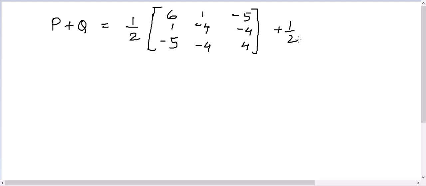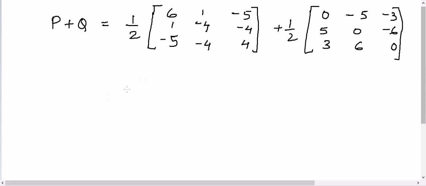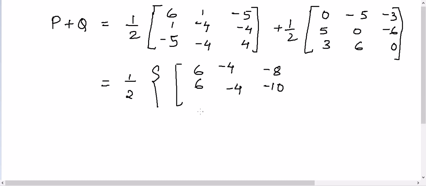And Q was half of 0, -5, -3, 5, 3, 0, -6 and 6, 0, right? So guys, we can keep the half as common, and we'll add these two matrices first. So 6 plus 0 is 6, and it will be -4, -8, -5 plus -3, and 1 plus 5 is 6, -4, -10, -2 plus 2 is 4.